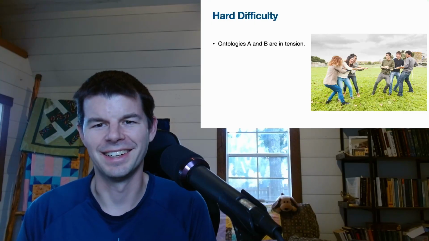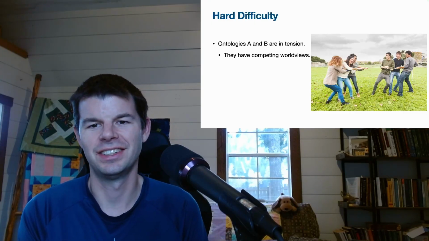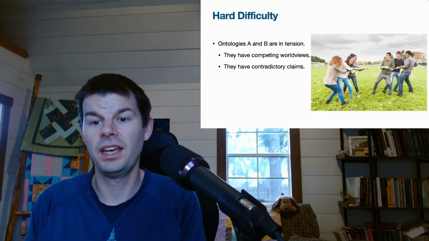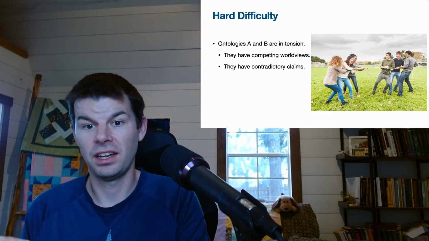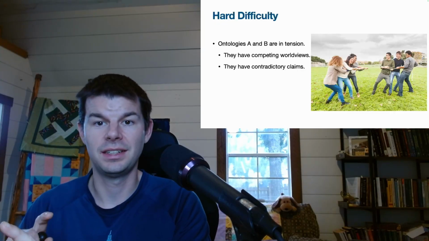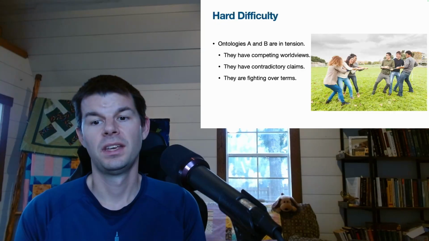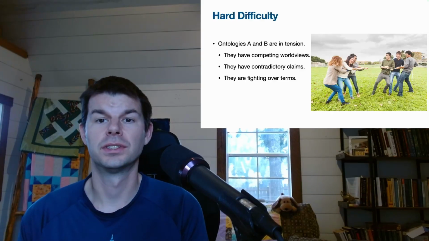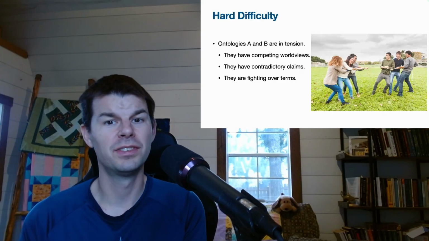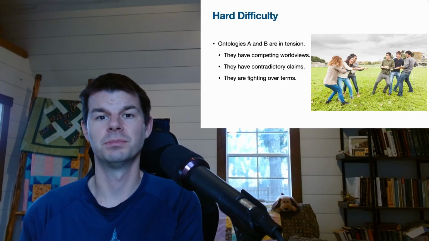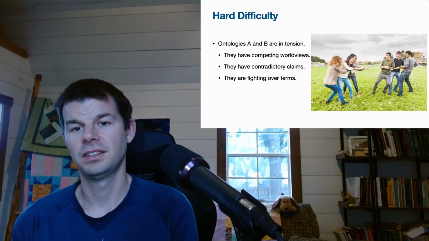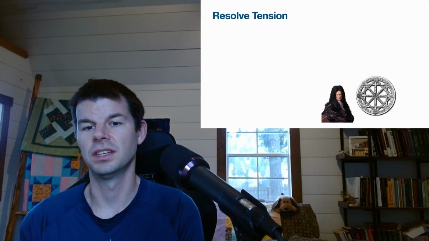What does it mean to say ontologies A and B are in tension? That could mean that they just have competing worldviews. They see the world in a different way. More strongly, it could mean that they are contradictory in some sense. One says P, the other one says not P about something. Or they could just be fighting over terms, like we were just talking about homonyms and synonyms. Maybe one of them really wants to have one of those terms, and they're arguing over who gets to use it. Let's see how we're going to handle each of these things.